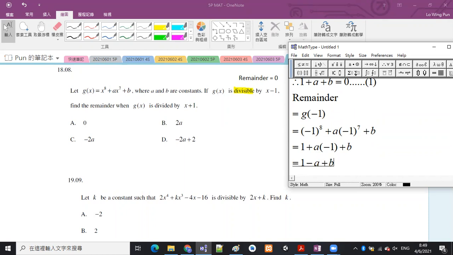The question asks you to find this remainder. Okay, this is my remainder. So normally, this would be my answer, but I cannot find anything similar to this in the options.